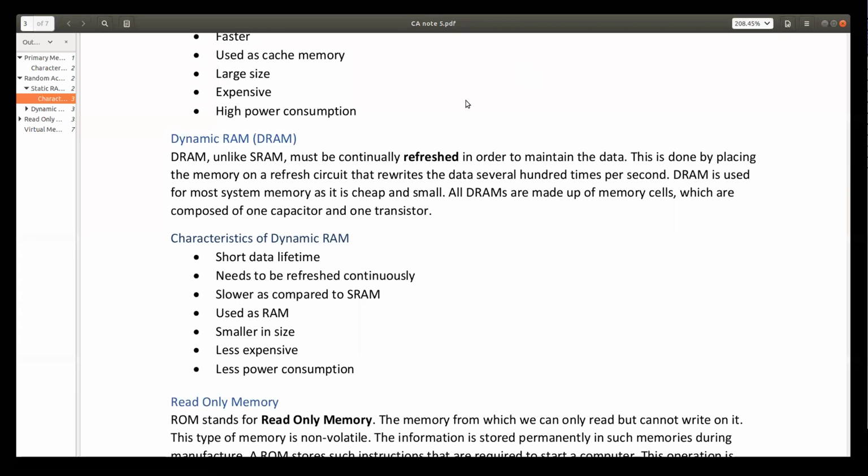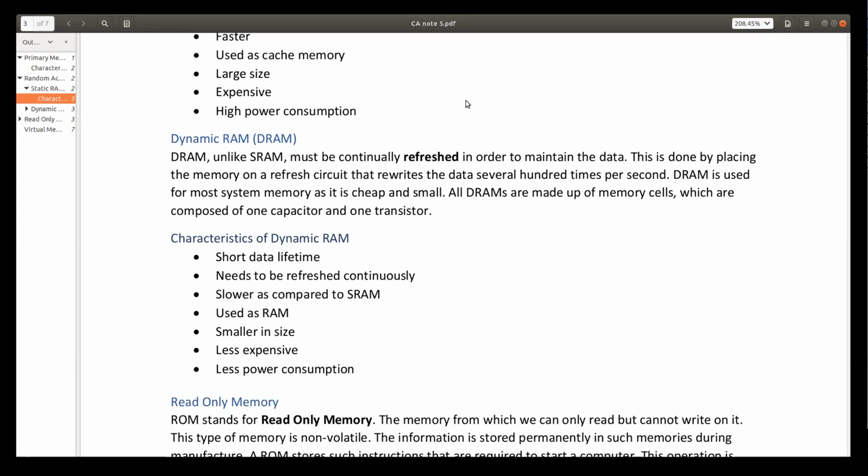Apart from this, another reason may be the size for the same capacity. If you compare, the size of the dynamic RAM will be smaller than the static RAM. And another thing is, it takes less power compared to static RAM. So these things are advantages over the static RAM, and these are huge advantages. So that's why we go for dynamic RAM rather than static RAM.